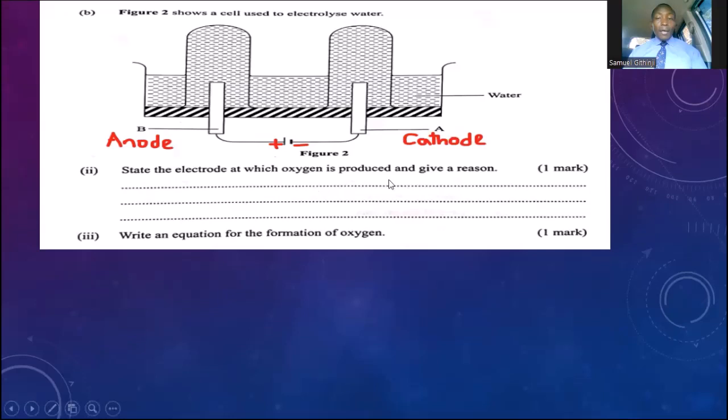State the electrode where oxygen is being produced. Then you write the equation for the formation of that. This is something I've always said. I even discussed it in one of my previous videos.